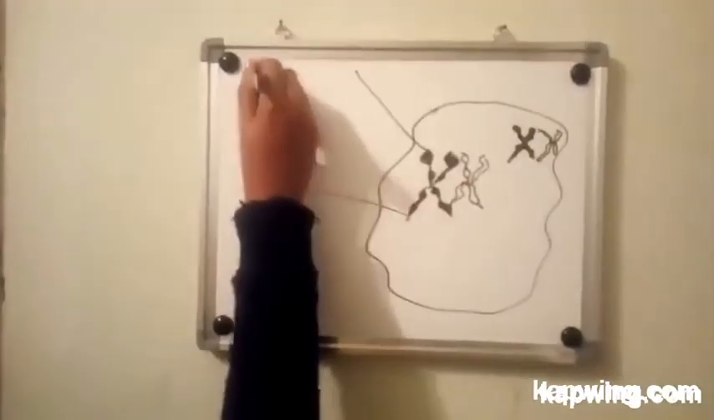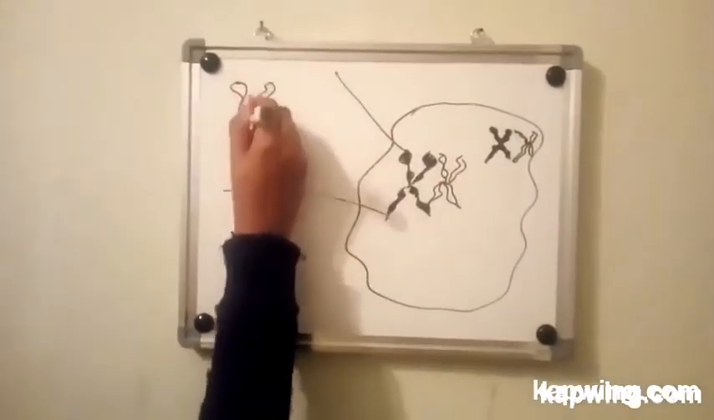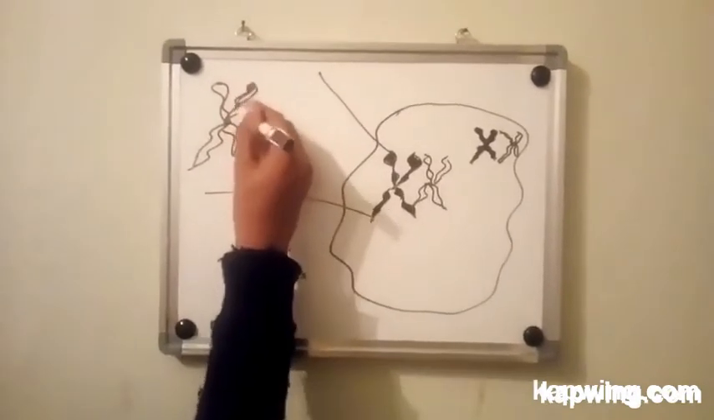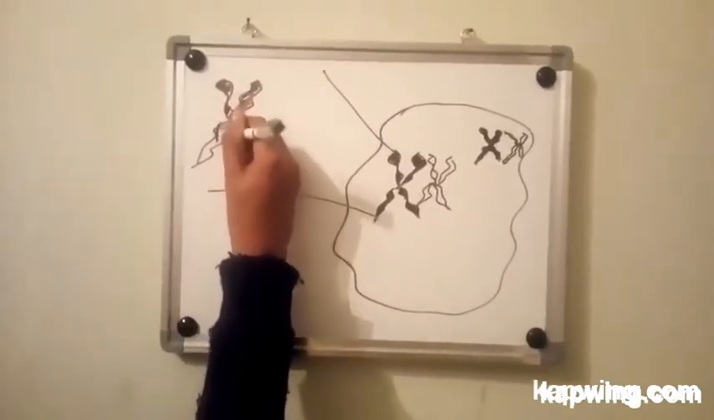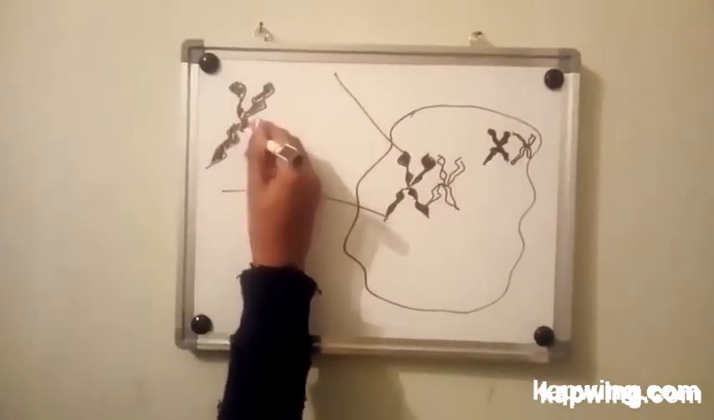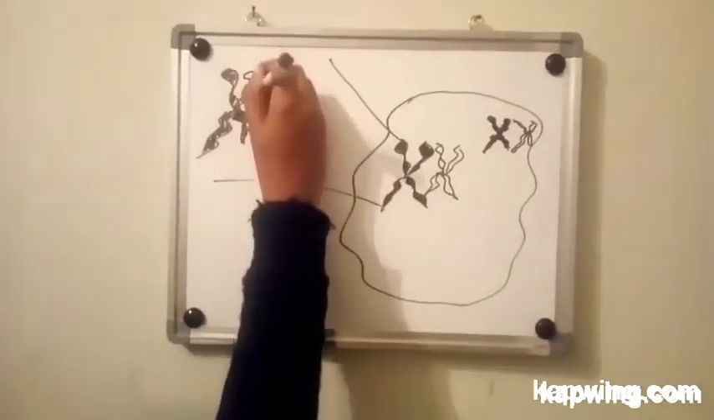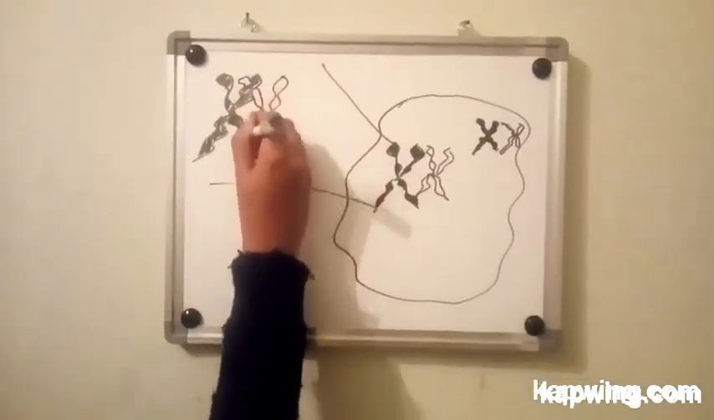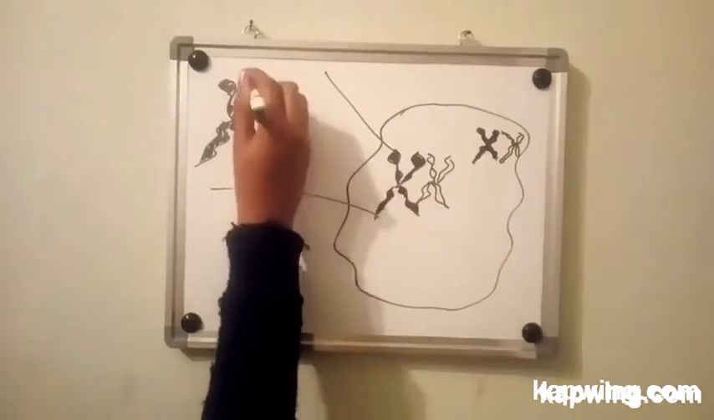If we zoom in on one of the homologous pairs, we can observe quite a phenomenon. Sometimes the ends of the sister chromatids might overlap and exchange genetic material. This process is called crossing over, and it happens during the first phase of meiosis, prophase 1.